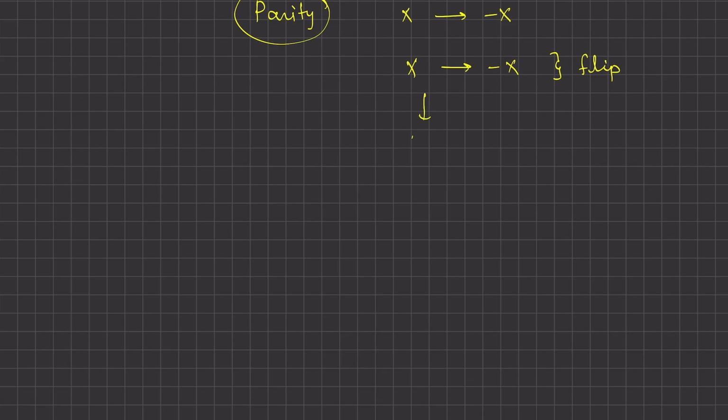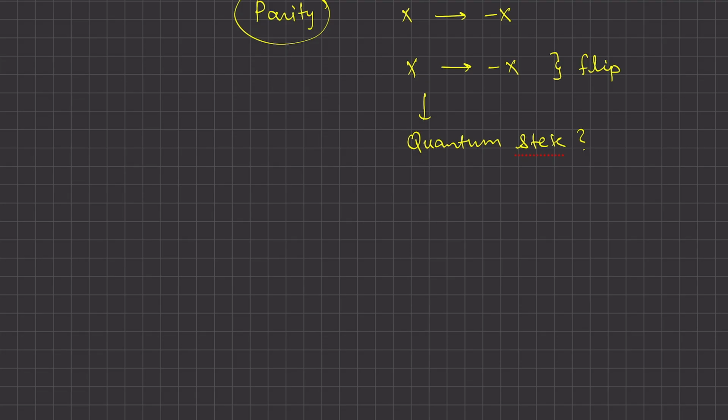Does the quantum state associated with it also change? Or does the energy of the system change? And if not, then what exactly changes? This is the essence of what we call parity in quantum mechanics.